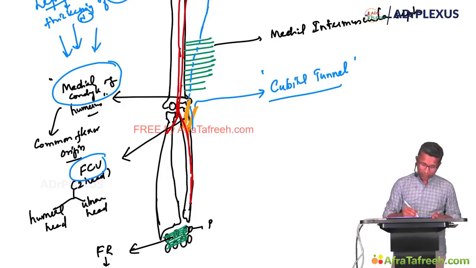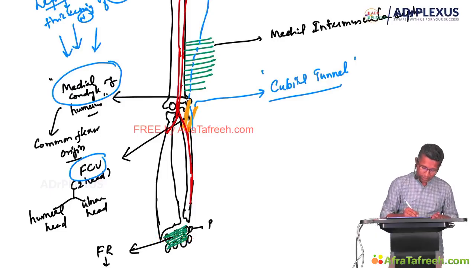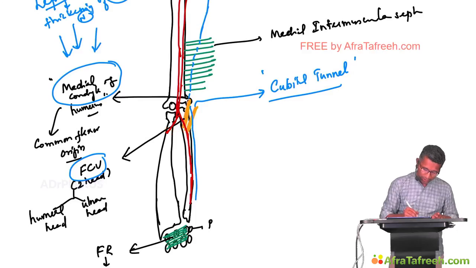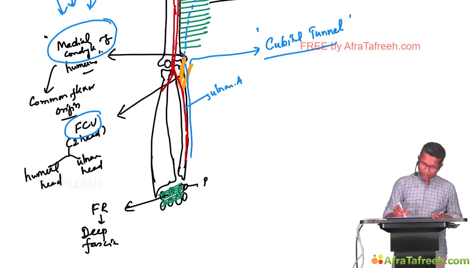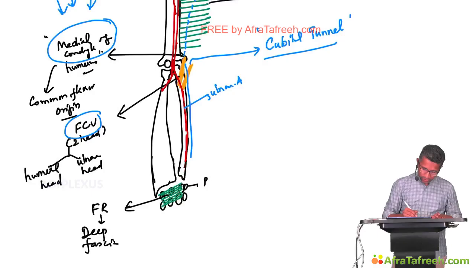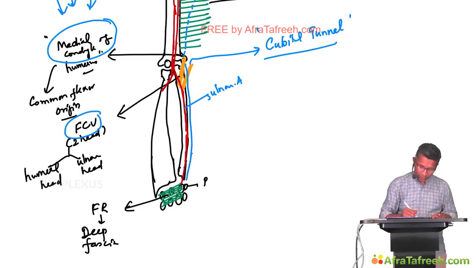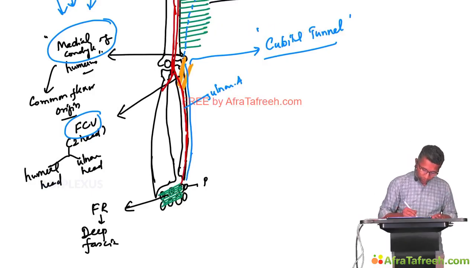Now the nerve, after passing through the cubital tunnel, runs on the medial aspect of the forearm, accompanied by an artery. What is this artery? Everyone knows this: it is the ulnar artery. Now both the structures reach the wrist region. And how do they cross the wrist? They cross superficial to the flexor retinaculum.